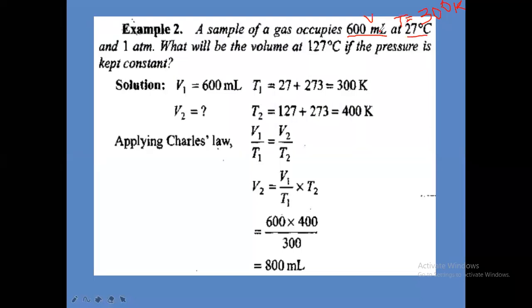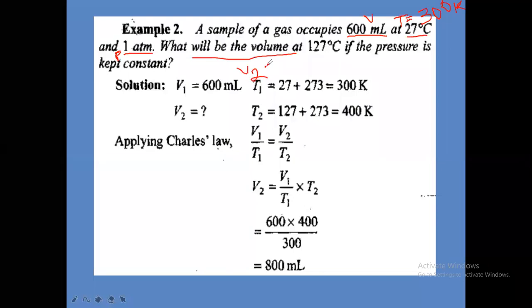So temperature is given, volume is given. And at 1 atm, so pressure is given as 1 atm. Temperature is given as 27 degrees Celsius. And the volume is given as 600 ml. So now these three are given to you. What will be the volume? What will be the volume means V2 we have to calculate. V2 is to be calculated.